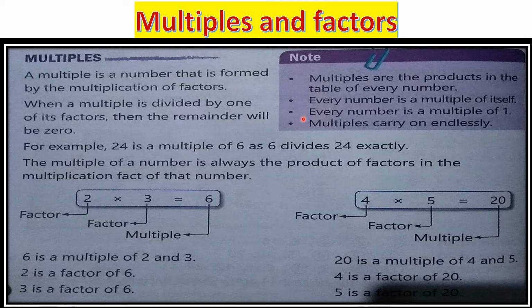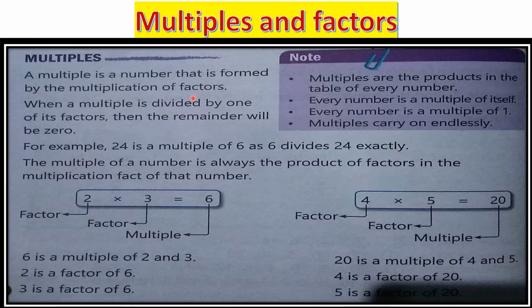Hello everyone, we are reading the chapter on multiples and factors. In the last class we learned how to find the factors, and today we will learn how to write the multiples and what multiples are. A multiple is a number that is formed by the multiplication of two factors. Got it?